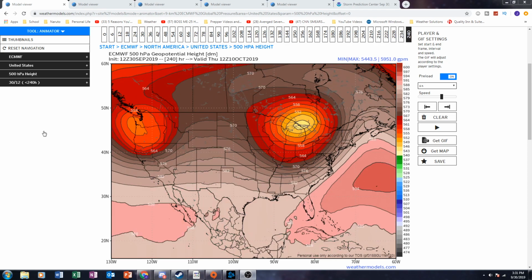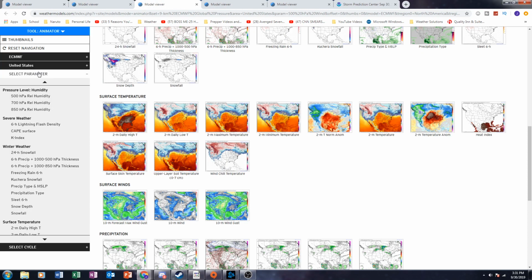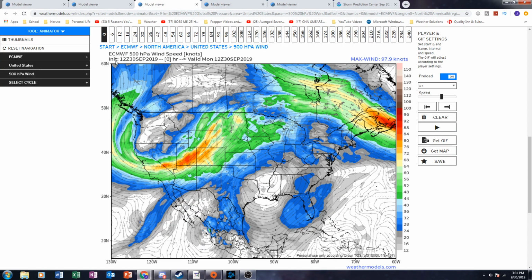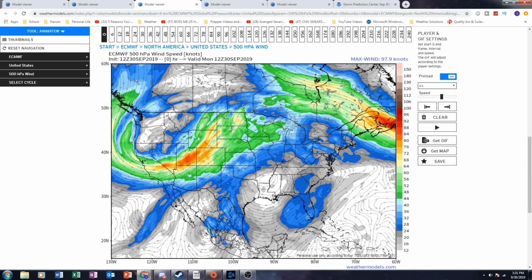And we can take a better look at that here on the 500 millibar wind speeds. What we see is this area of high pressure channeling in. We can see where these wind barbs are moving. It's just funneling in this warm, moist air from the Gulf. And then over here, you can see the wind barbs funneling cold, dry air from Canada.